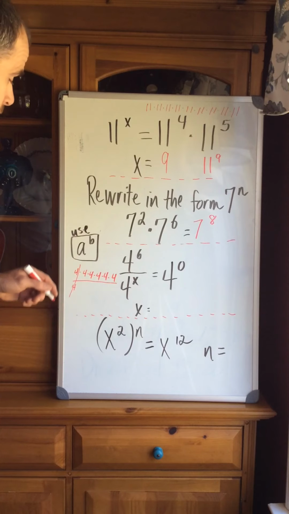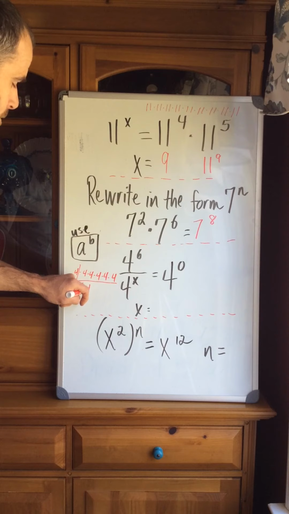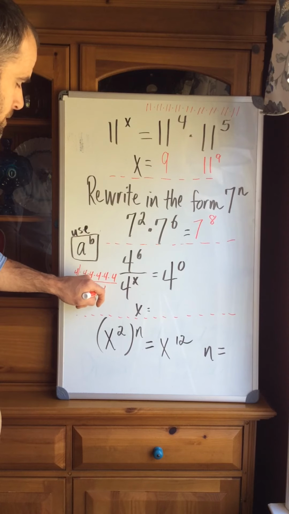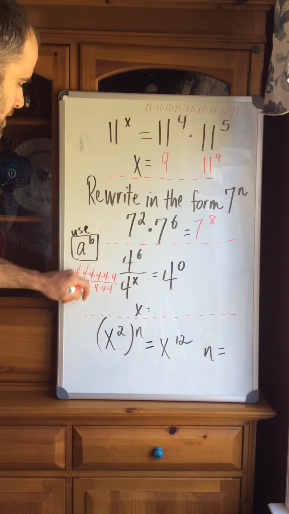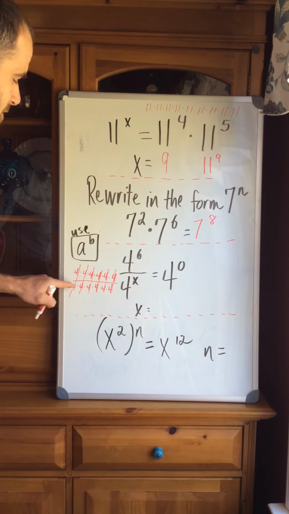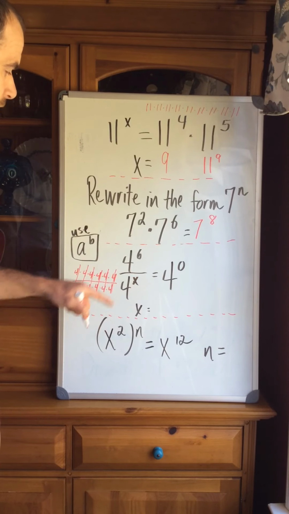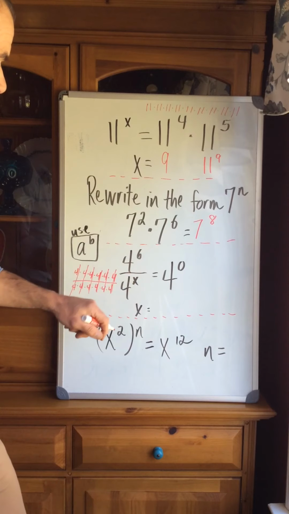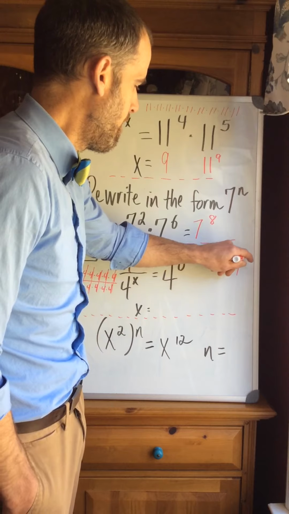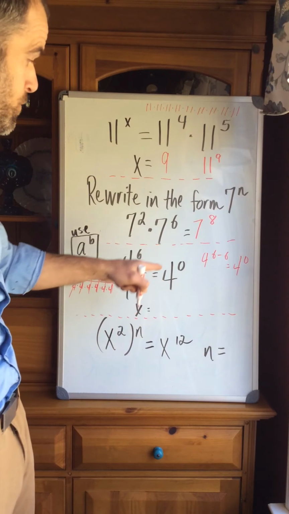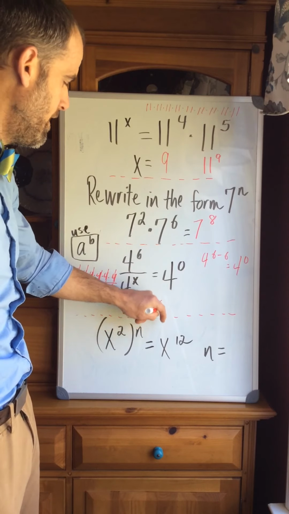1 times anything is that same number. So I have to have how many numbers on the bottom here? I hope you're saying it out loud. In fact, I hope you're yelling it out loud. So in order to cancel out all of them, I have to have 6 on the bottom just like I had on the top. This number has to be 6 because 6 minus 6 is 0.